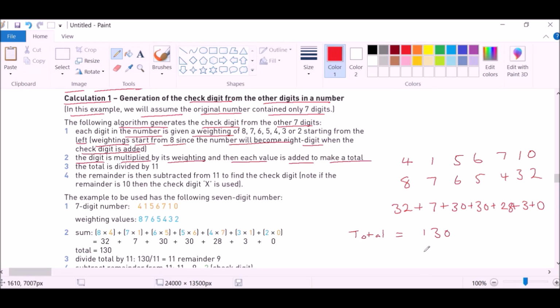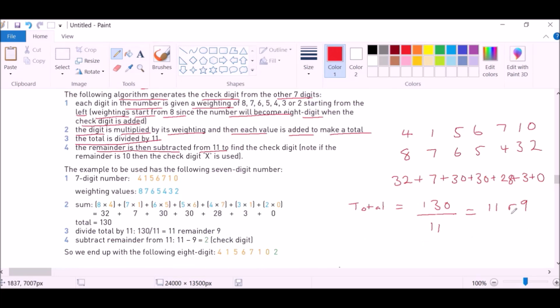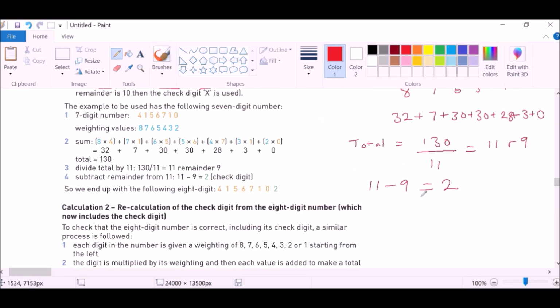We divide the total by 11, and we get 11, remainder 9. So we've divided the total by 11. The remainder is then subtracted from 11. So 11 minus 9 gives us 2. So we end up with an 8-digit number, including the check digit, which is our 2.